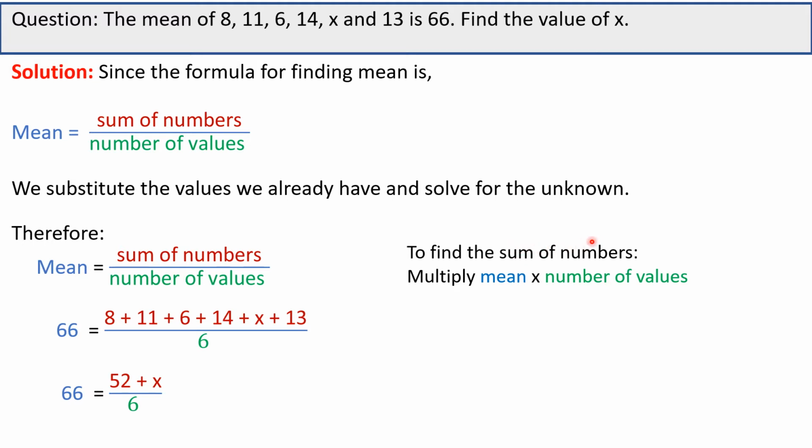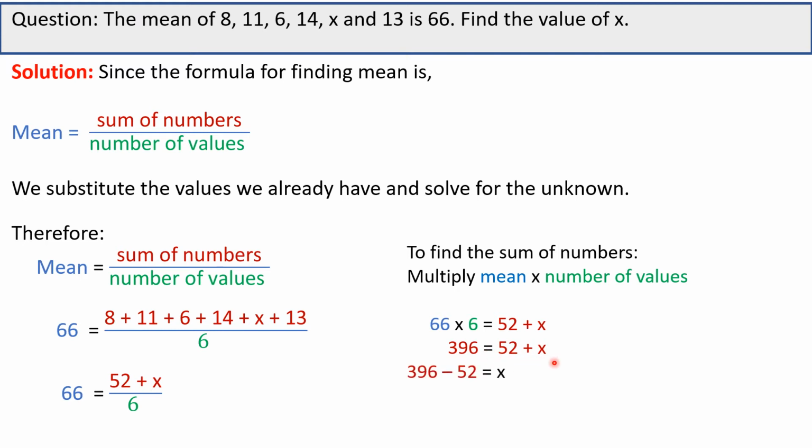So to find the sum of numbers, meaning on top here, this value in red, we need to multiply the mean by the number of values. So that's mean by number of values. So that will give us 66 multiplied by 6, so these two numbers below here, right? That is going to give us 52 plus x. So it's like a cross multiplying. So 66 by 6 gives us 396. And this is equal to 52 plus x.